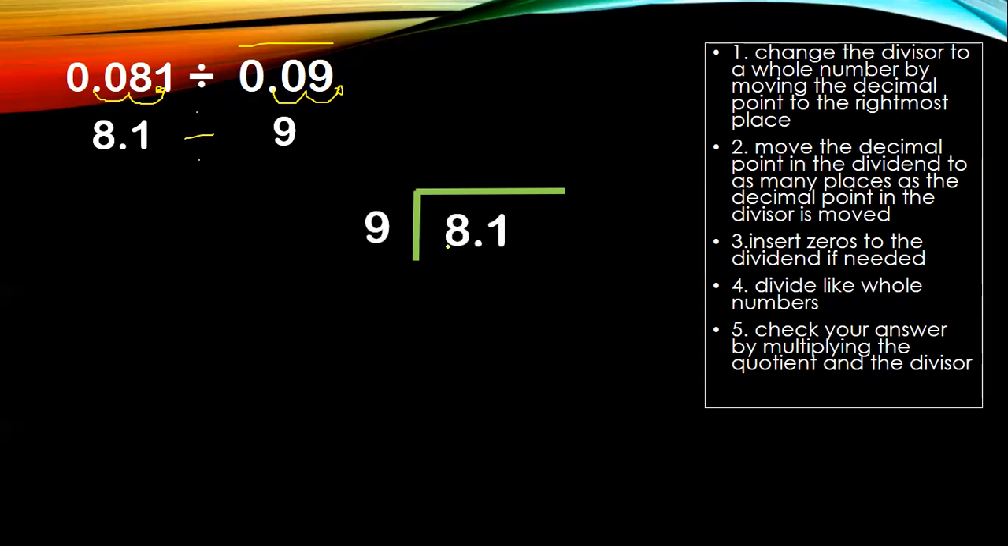And then you have to divide as in whole numbers. So you have a decimal point here. You have to place the decimal point in the quotient directly above the decimal point in the dividend. And then you divide like whole numbers. So that is 81 divided by 9, and that is 9. Okay, since the decimal point is in the leftmost part of the number, you have to add 0. And then 9 times 9 is 81, and 81 minus 81 is 0.